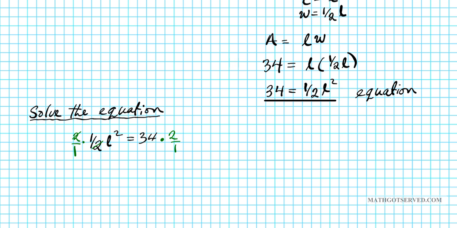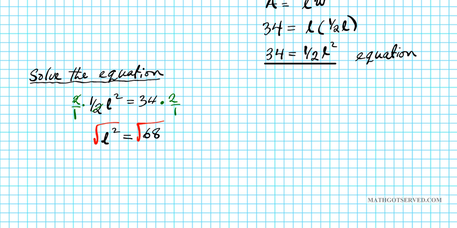Alright, so this divides out. And then you have L squared equals 34 times 2 is 68. Take the square root of both sides because the opposite of square is square root. So what do you get when you take the square root of the square of L? These ones cancel out, and then you have L equals the square root of 28. Let's go ahead and plug that into a calculator.